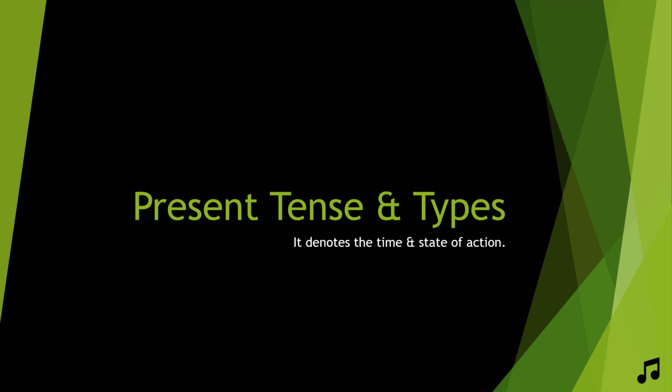In English grammar, we use present tense to talk about something that is going on currently or that is true now and at any time. In other words, we use present tense to describe an event in real time that is happening at the very moment. Let us learn more about the present tense and its types.